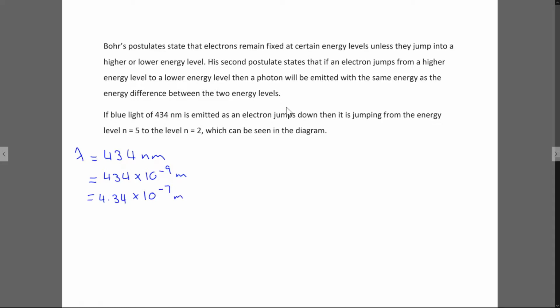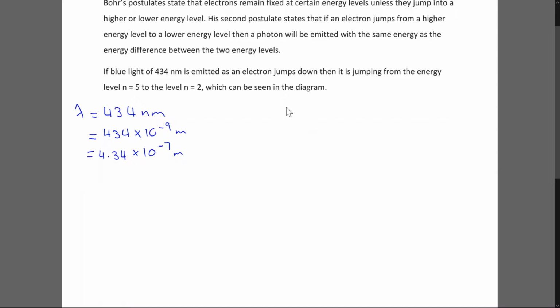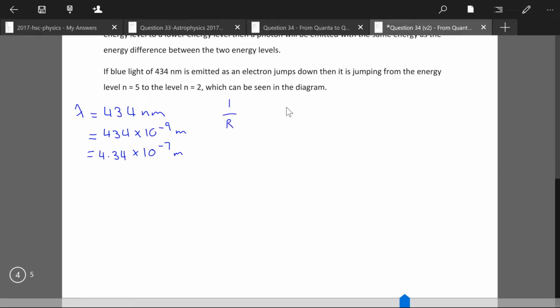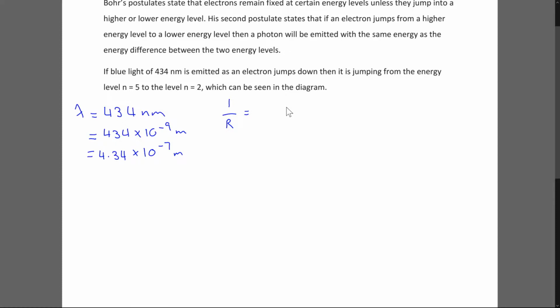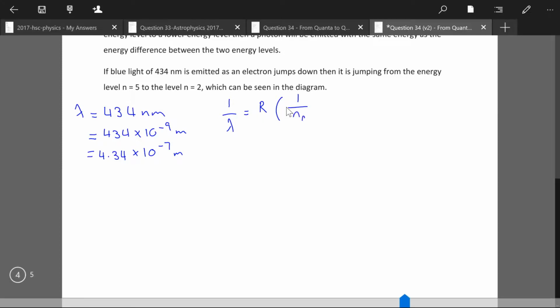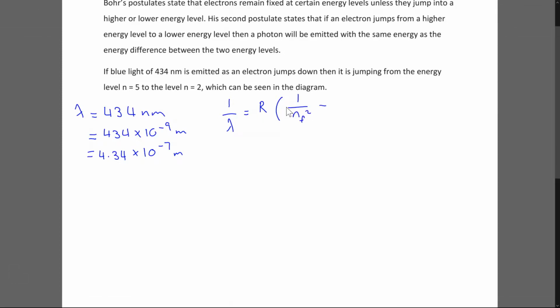Now, the equation I'm going to use here is going to be the Rydberg equation. Oh, no, it's not, I started wrong straight away. So 1 over lambda, 1 over the wavelength, equals R outside of 1 over nf squared minus 1 over ni squared. And that's our equation that we're going to need to use. Now, lambda is just the wavelength.